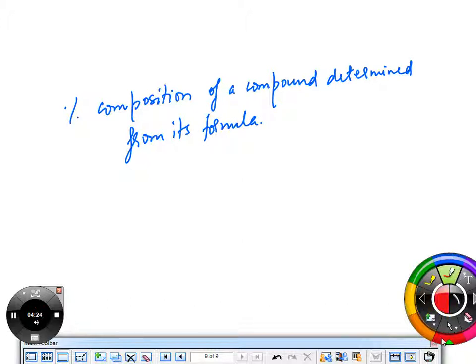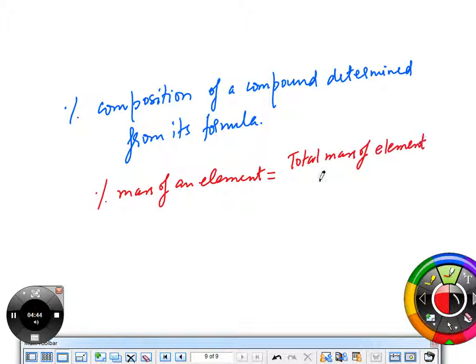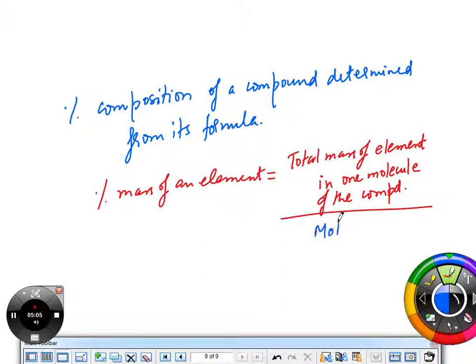उसके लिए जो हम यूज करेंगे, we will be using this formula. Percentage mass of an element that we will calculate by total mass of that particular element in one molecule of the compound divided by molecular mass of the compound into 100, इस तरीके से. ओके, इस तरह से हम कैलकुलेट करेंगे.